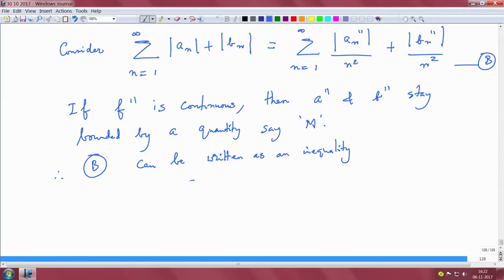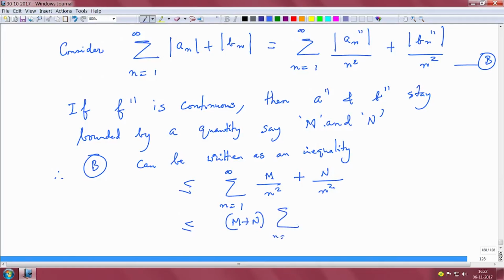Because this is bounded, this is less than or equal to the summation n equals 1 to infinity of m upon n square, let us say m and n if you want, or you can bring in one quantity which is the max of m comma n, you could do that as well, but let us just get it in this form. So, this is basically m plus n times the summation n equals 1 to infinity of 1 upon n square, and we know this is finite and bounded and given by pi square upon 6.